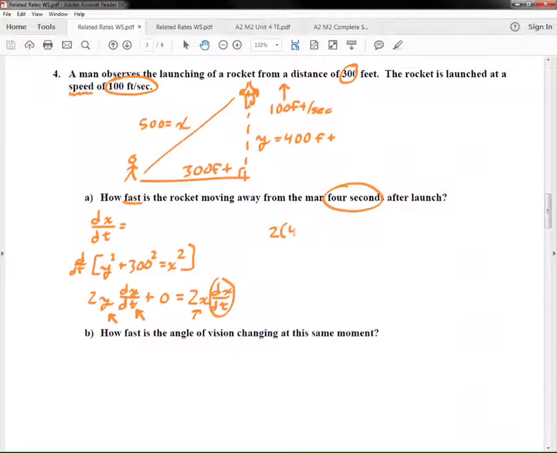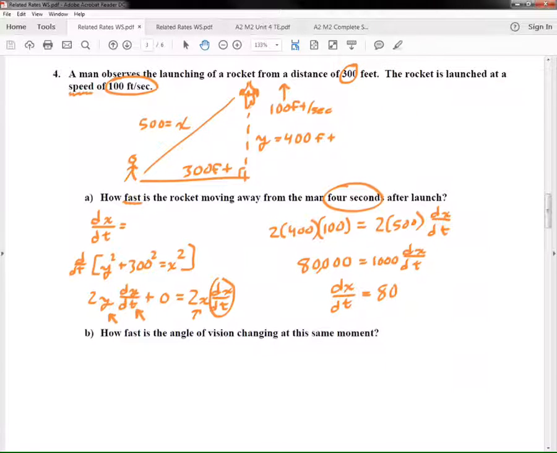Our y is 400. Our dy dt is 100. And then we have an equals. That 0 doesn't matter. Let's see, 2, and that'd be 500. And then dx dt is what I'm looking for. So on the left side, I get 80,000. This side I have 1,000 times dx dt. I divide both sides by 1,000 to get 80. Let me write it like this: dx dt equals 80 feet per second.